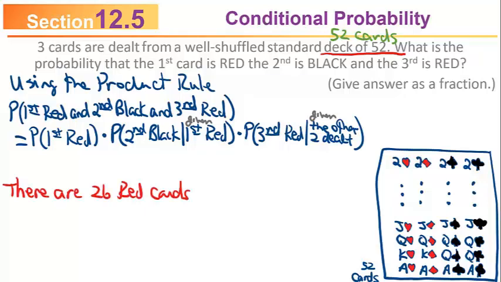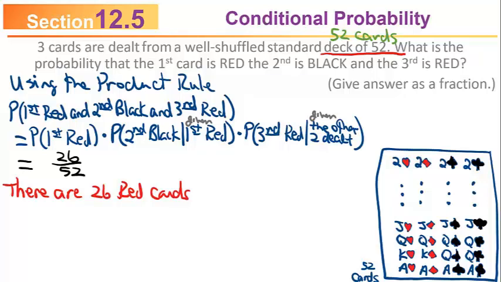So anyway, we want to find out what is the probability of drawing that first card red. Well, there are 26 red cards in the deck of 52, so that's 26 over 52. That also happens to be 1/2, so if you wanted to write it as 1/2, that's perfectly okay. I'll leave it that way for the time being.